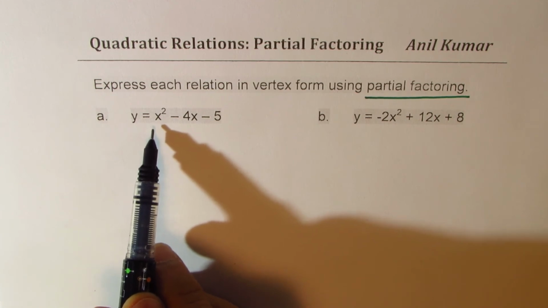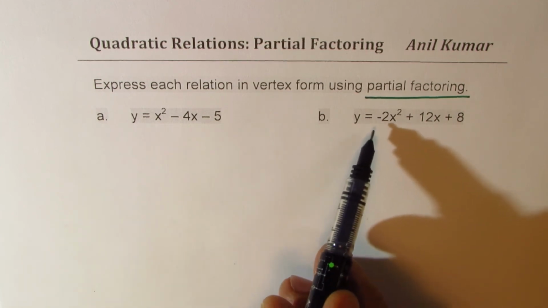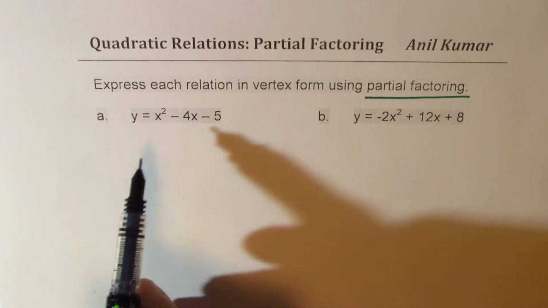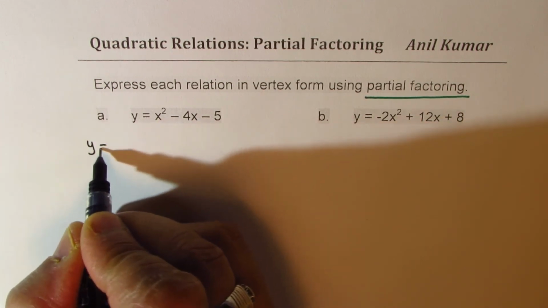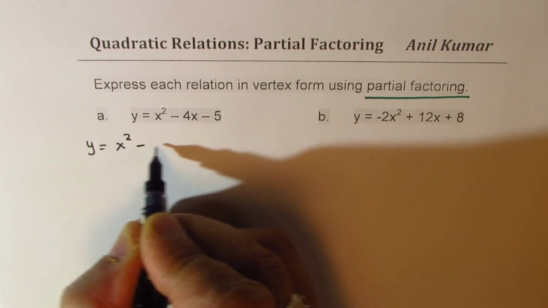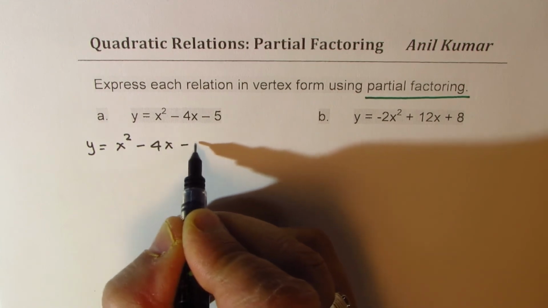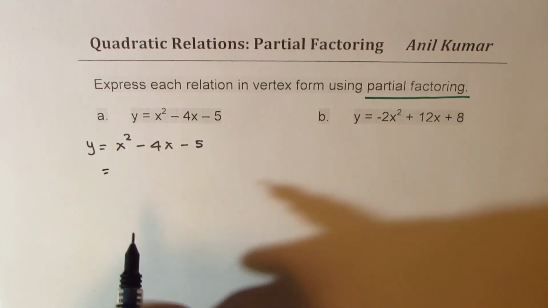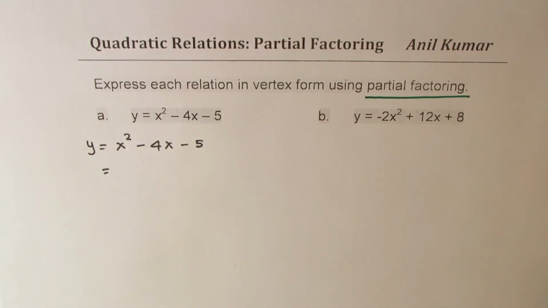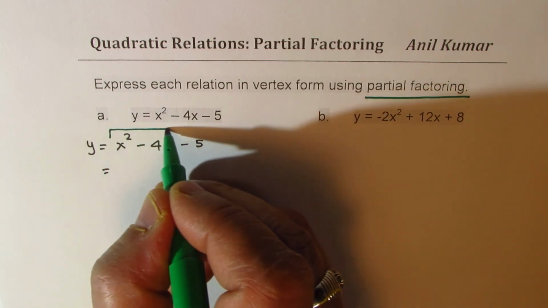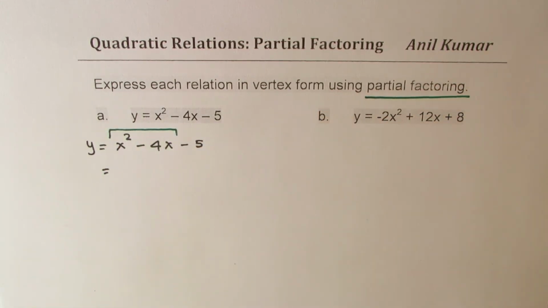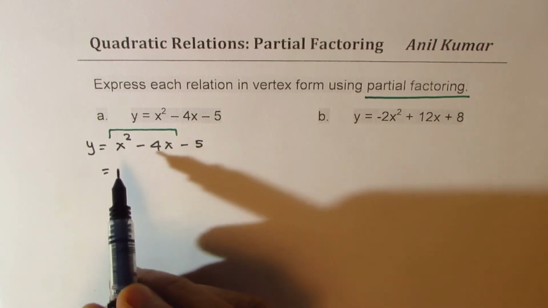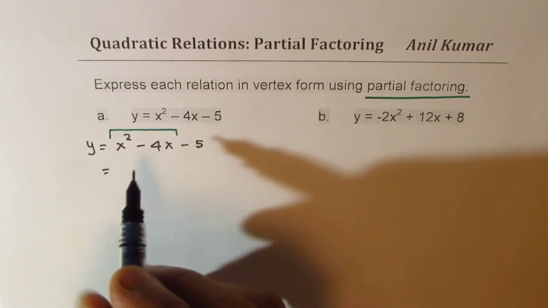In one, I have taken the leading coefficient as 1. The other one has minus 2 as the leading coefficient. So let's do one by one. So we have y equals x squared minus 4x minus 5. Partial factoring is that we are going to only factor the first two terms. That helps us to find a point where the y value is the same. So the axis of symmetry can be easily calculated.